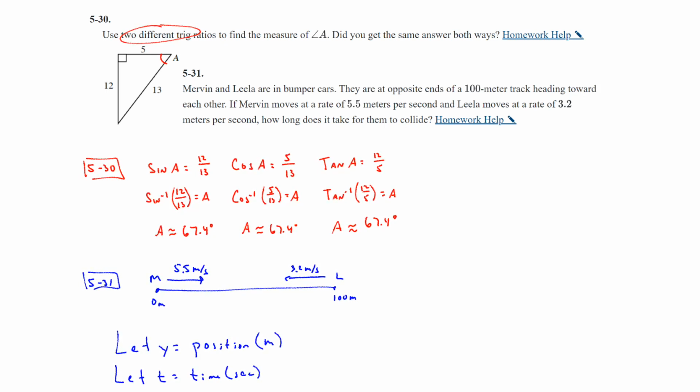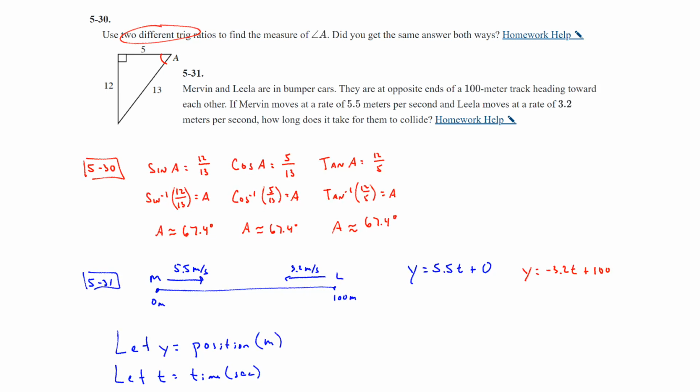And so now when we set it up, Mervin will be y equals, and he's starting at time 0, traveling at 5.5 meters per second, so that'll be 5.5 times t, starting at position 0, so that'll just be plus 0. Whereas Leela is y equals, traveling at 3.2 meters per second, but she's heading in the opposite direction. So we do want to use negative 3.2 meters per second times time. And then once again, her position starts at 100, not at 0.